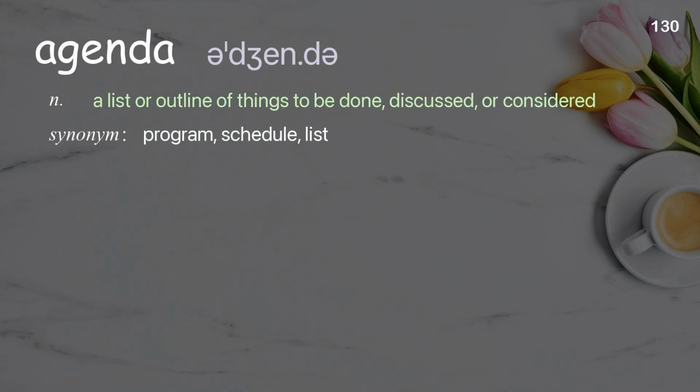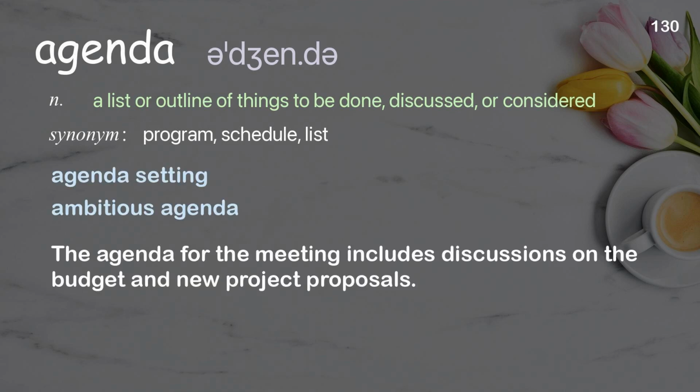Agenda. A list or outline of things to be done, discussed, or considered. Examples: Agenda setting. Ambitious agenda. The agenda for the meeting includes discussions on the budget and new project proposals.